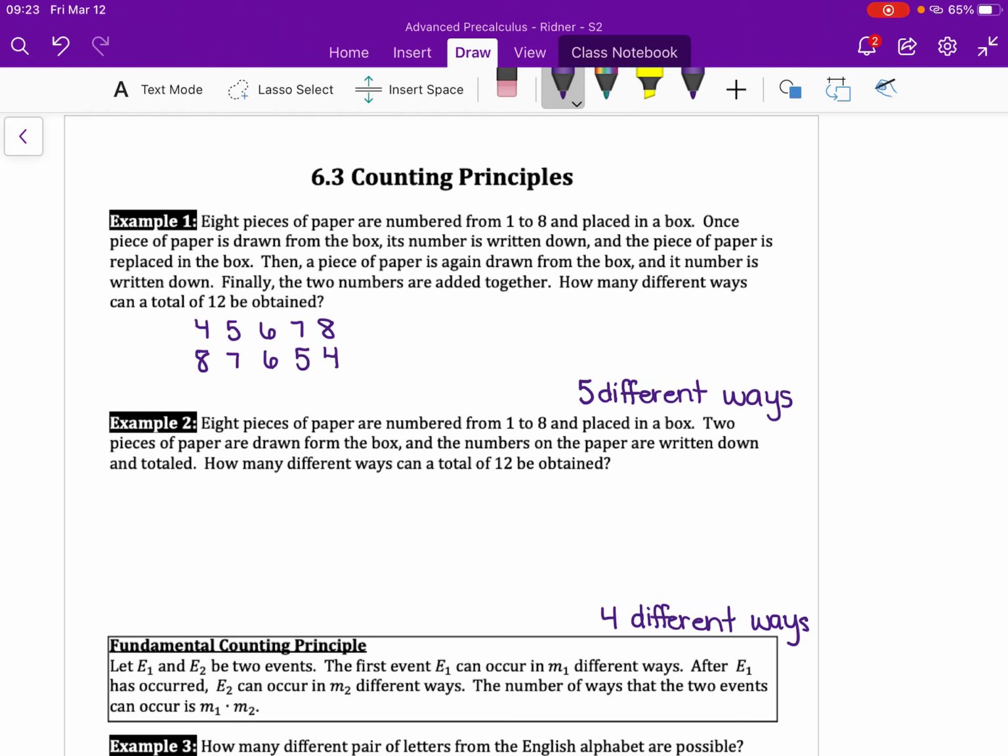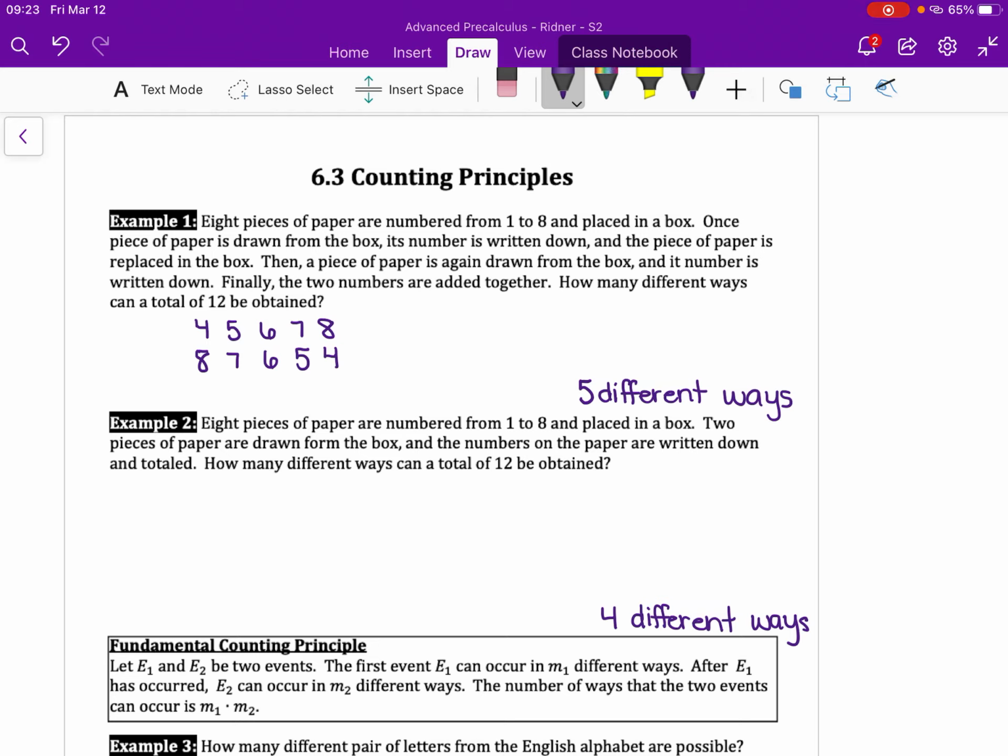I went ahead and listed this one out to save a little bit of time, but I could just think this through, common sense, until I figure it out, and here's what I have. So 4 and 8, 5 and 7, 6 and 6, 7 and 5, and 8 and 4. Because I am replacing the numbers back in the box.